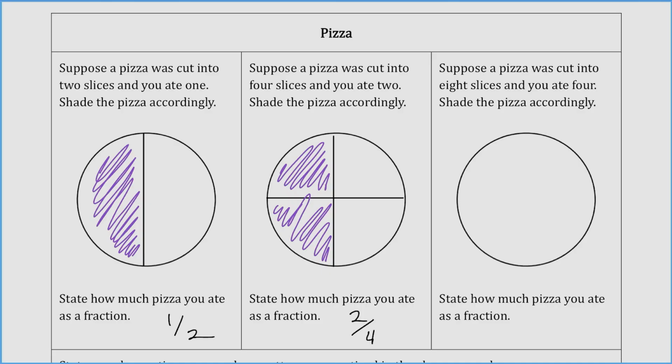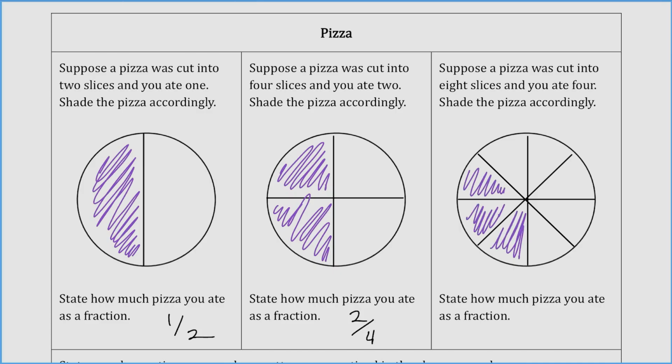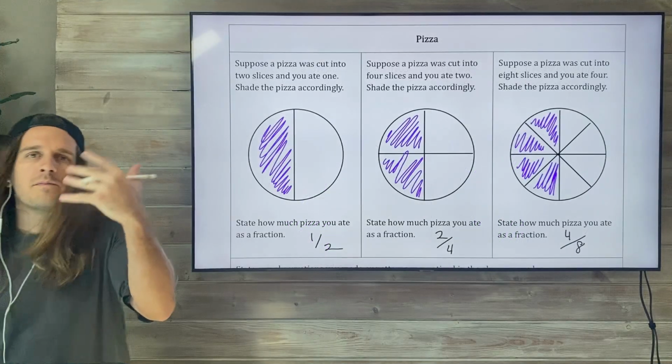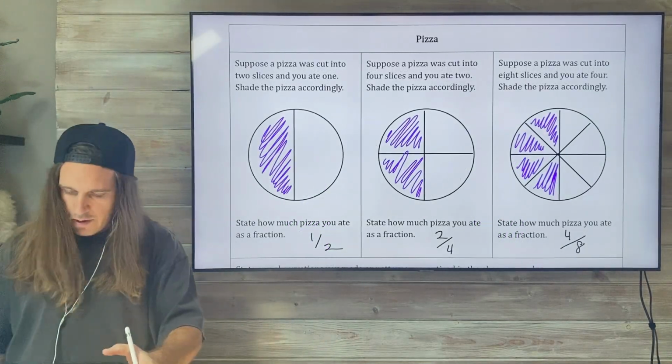And then lastly, suppose a pizza was cut into 8 slices and you ate 4 of them. So we're going to cut this into 8 slices. If you just keep cutting in half, you'll eventually get there. Here we go, 1 more. Obviously, I'm at an advantage with the iPad, but here we go. Shade in 4. You eat 4 of these. And then state how much pizza you ate as a fraction. Well, there were 8 slices and you ate 4 of them. So, good.